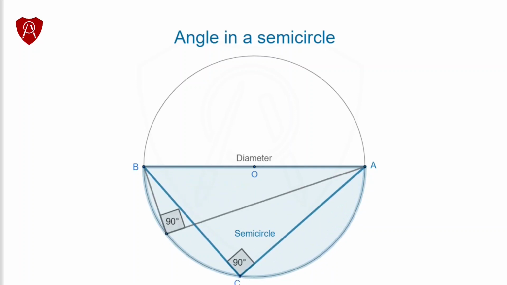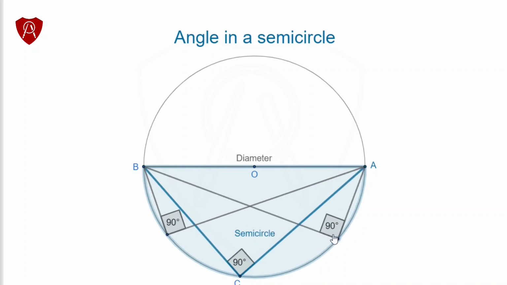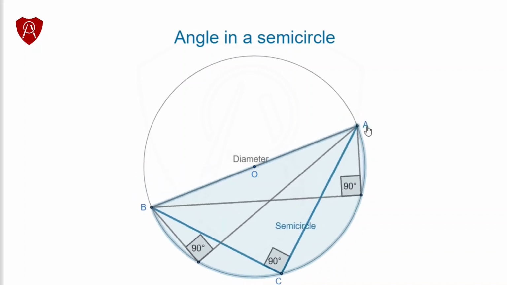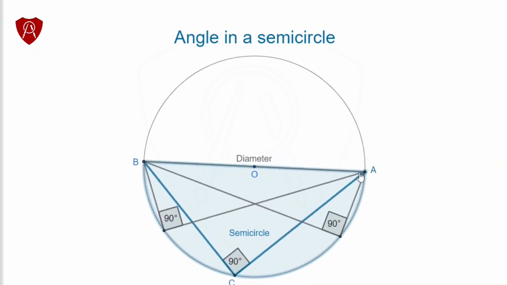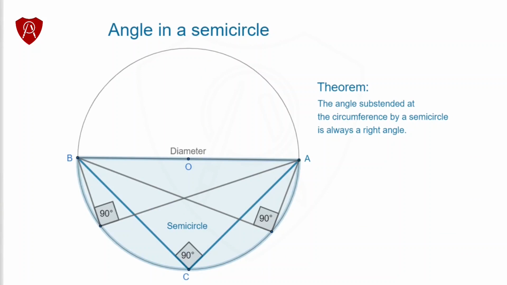We can even subtend different angles and observe that they are all right angles. Any angle hanging from the ends of the diameter to any point on the circumference will always be a right angle, leading to the theorem that the angle subtended at the circumference by a semicircle is always a right angle. Yeah, that's right. You can never go wrong on this one, quite literally.